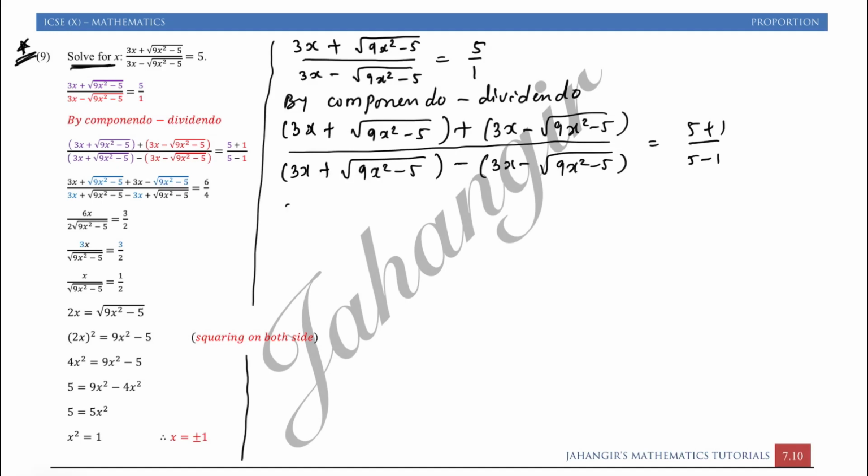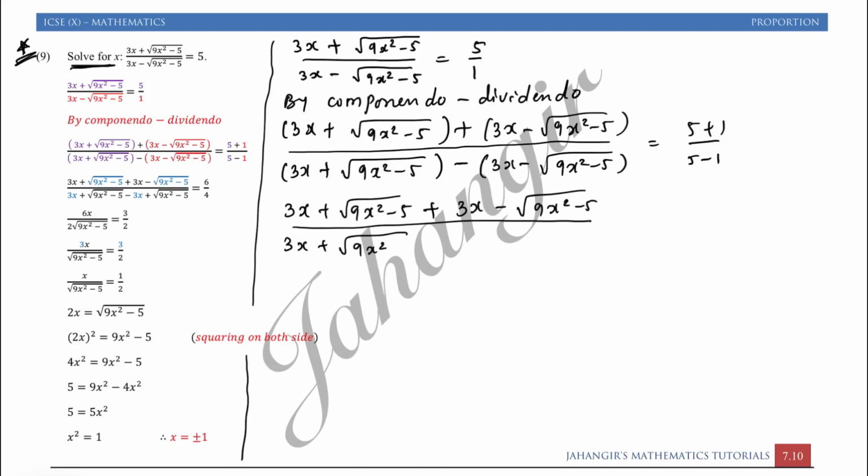So now solving the brackets, you will get 3x plus root of 9x square minus 5 plus, we don't change the sign, 3x minus root of 9x square minus 5 whole upon the denominator, where we will write the same, 3x plus root of 9x square minus 5, and here we have minus.